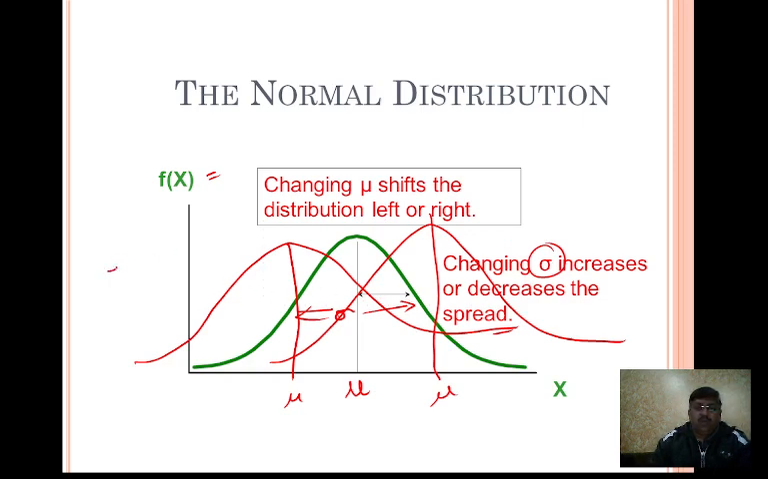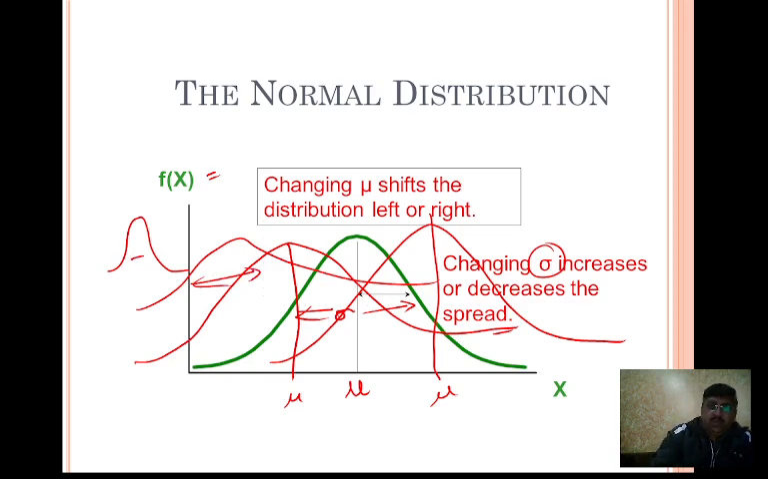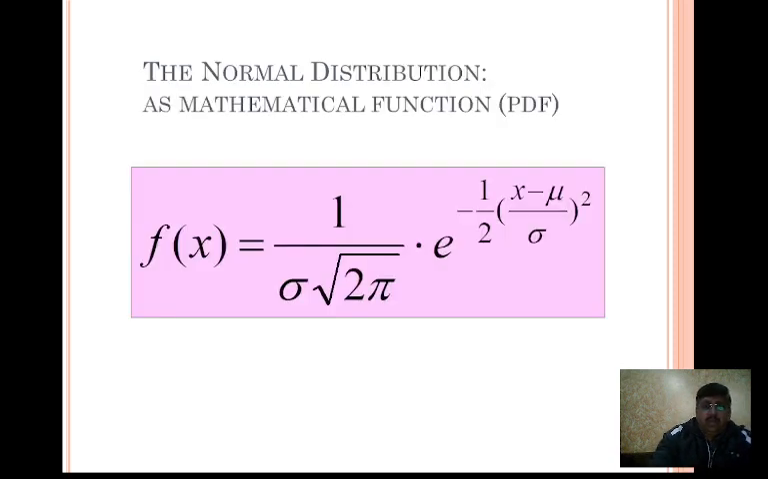Suppose we have a smaller sigma, we could have that kind of curve. Suppose we have a bigger sigma, we could have that kind of curve. So this spread is basically defined by the normal distribution parameters, mu and sigma, which we have already seen.